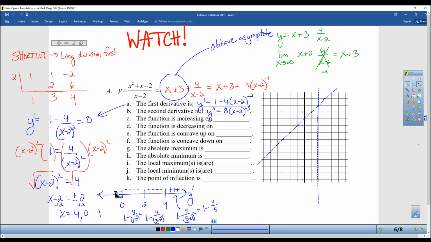Well, another problem that didn't go positive, negative, positive, negative. I told you it was going to happen. Got to watch out. And 1 minus 4 over, let's pick a big number, negative 5 minus 2 squared. So again, I don't actually know what it is, but I know it's 4 over 49. Is that bigger than 1? It's not. So this is going to be positive.